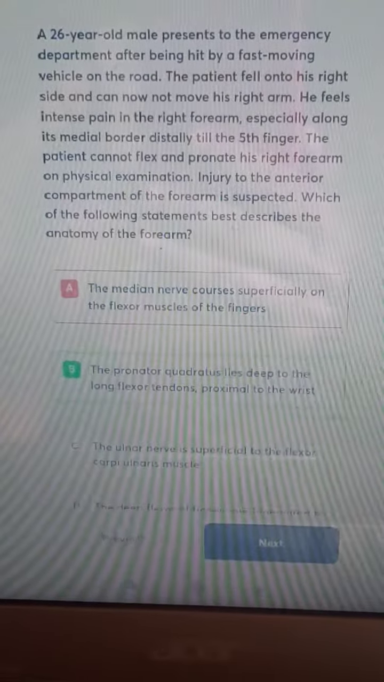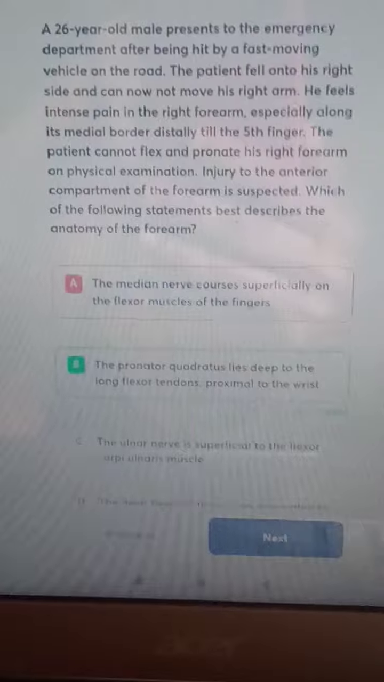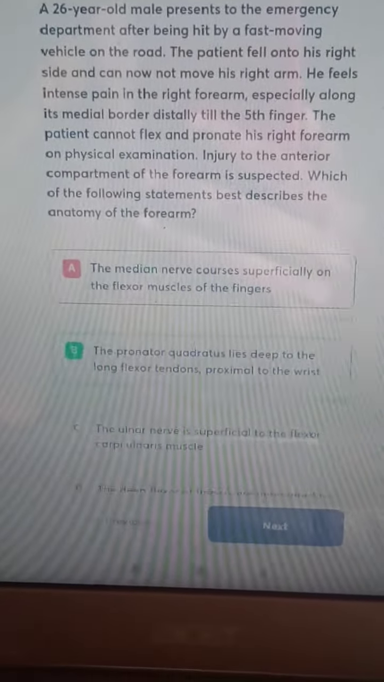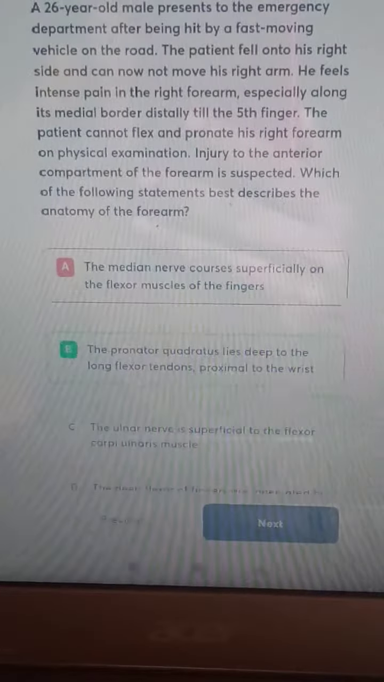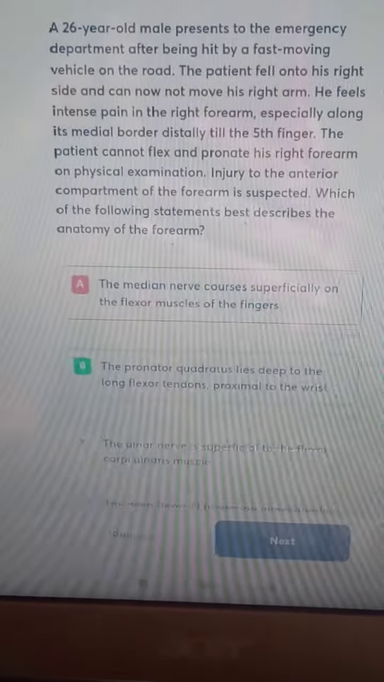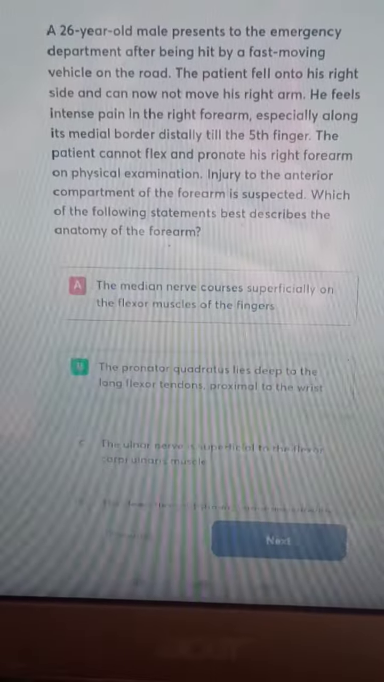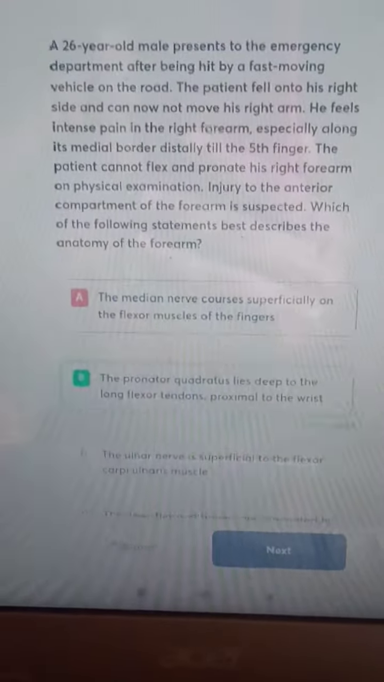On physical examination, injury to the anterior compartment of the forearm is suspected. Which of the following statement best describes the anatomy of the forearm? Median nerve courses superficially on the flexor muscles of the fingers.